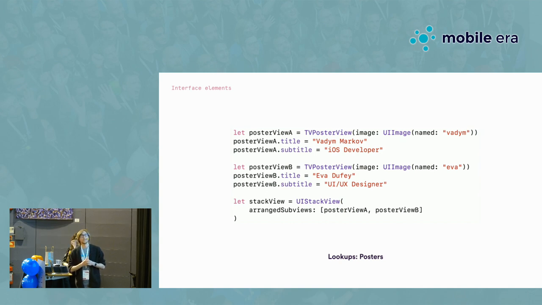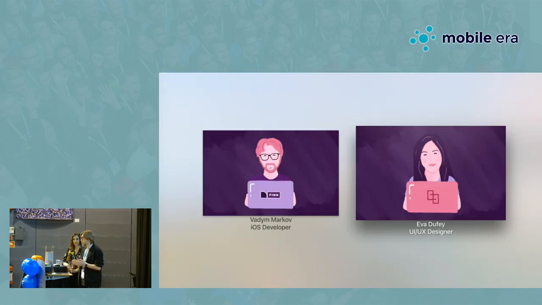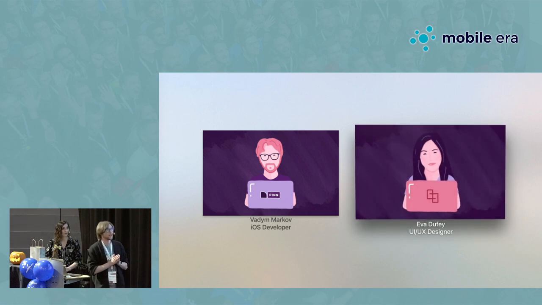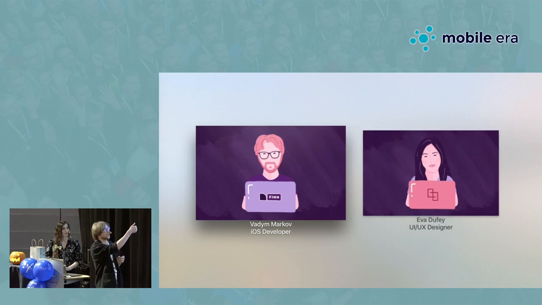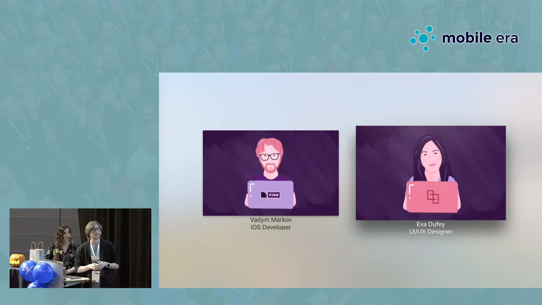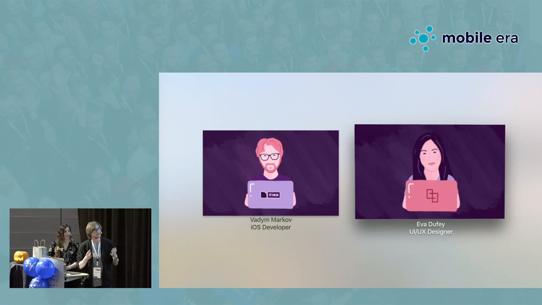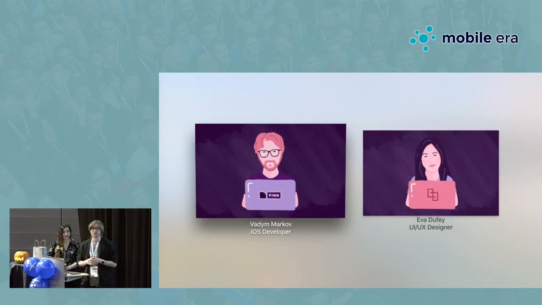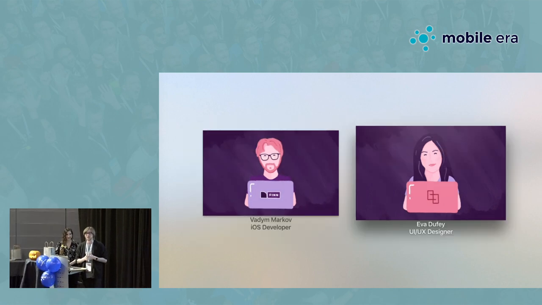So TV poster view extends TV lookup view. And it extends it with image, title, and subtitle. And in addition to that, you get header and footer that you can set from TV lookup view. So if we create two poster views and place them in a horizontal stack view, it's going to look like this. And as you can see, when you focus on the cell, both the title and subtitle move down together with the image. And yeah, it's what we expect from this kind of cell. But before we had to implement it manually.